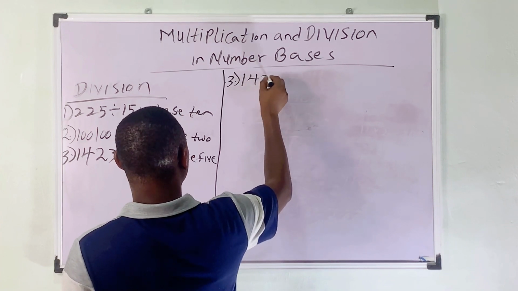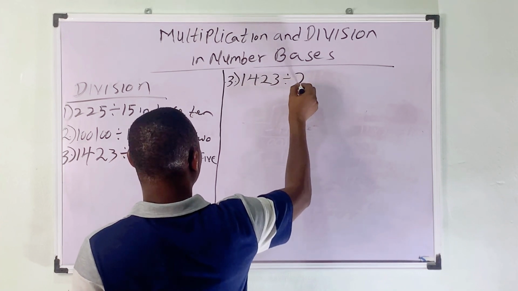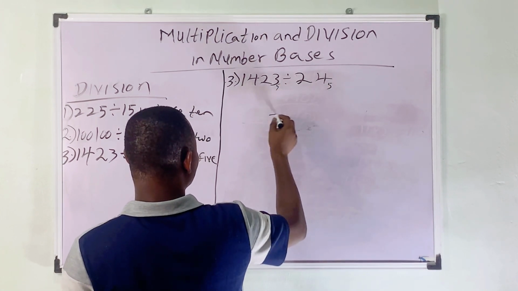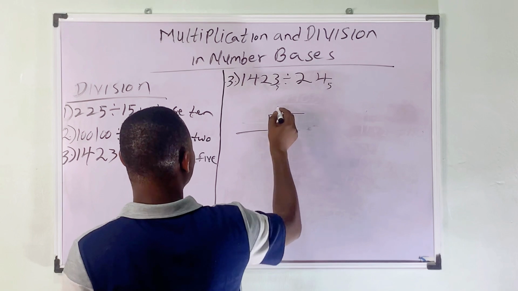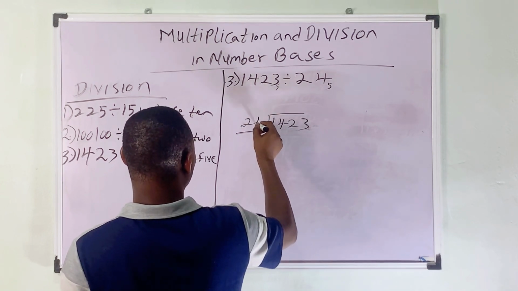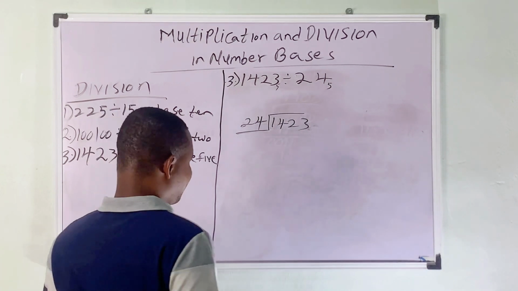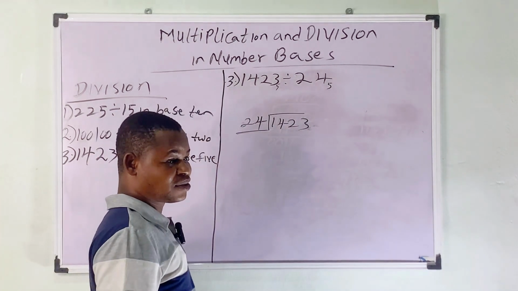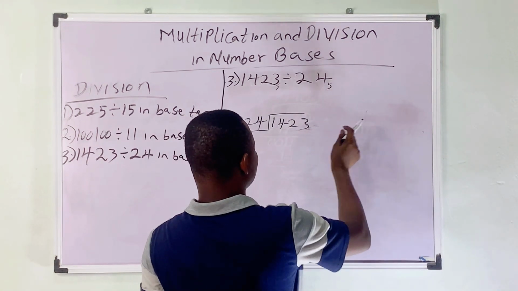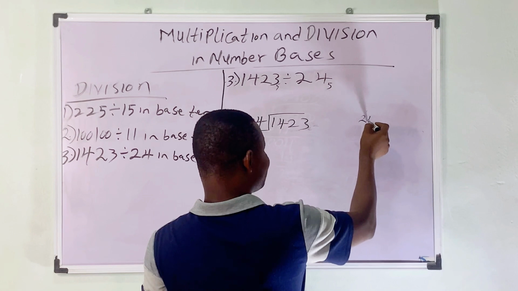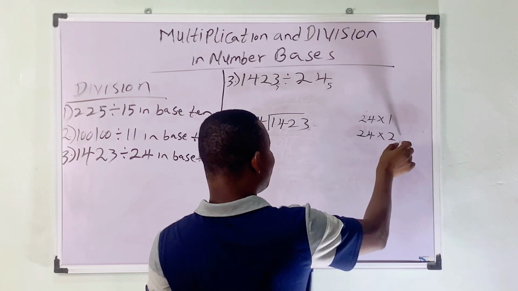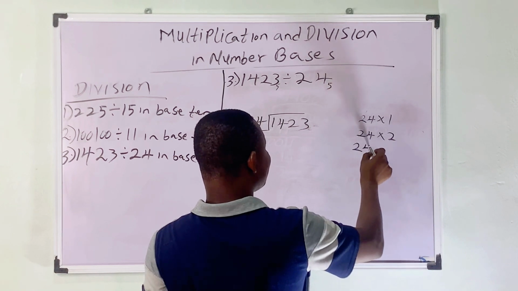1, 4, 2, 3 divided by 24. That's in base 5. We're going to use the same approach. 1, 4, 2, 3, then 2, 4. Now, in order to guide us so that we will not make mistakes, let's follow the same approach. Let's write out a multiplication table of 24, but in base 5.